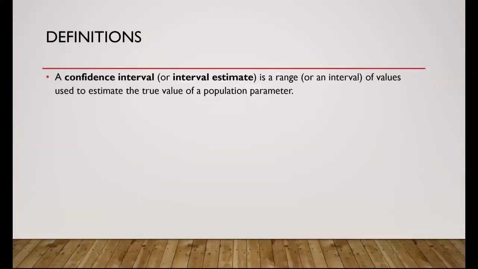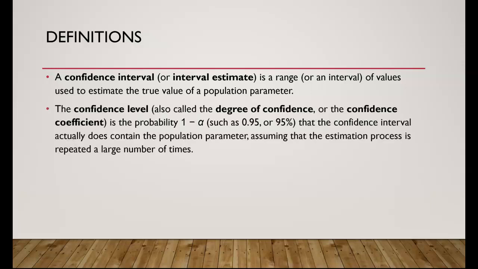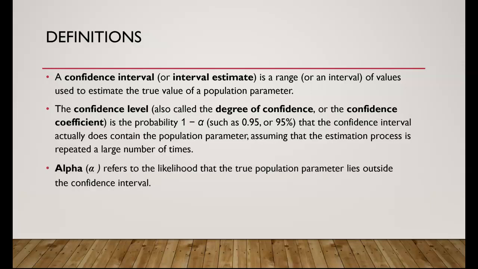A confidence interval, also called interval estimate, is a range of values used to estimate the true value of a population parameter. The confidence level, also called degree of confidence or confidence coefficient, is the probability of 1 minus alpha, such as 0.95 or 95%, that the confidence interval actually does contain the population parameter, assuming that the estimation process is repeated a large number of times. Alpha refers to the likelihood that the true proportion parameter lies outside the confidence interval. Basically, it's the probability of making the wrong decision.